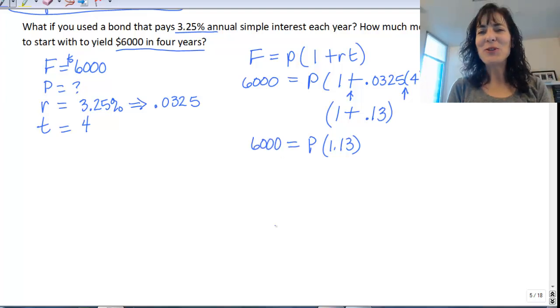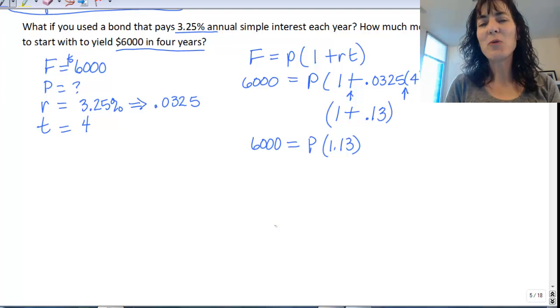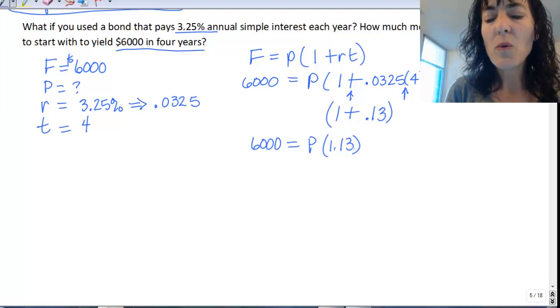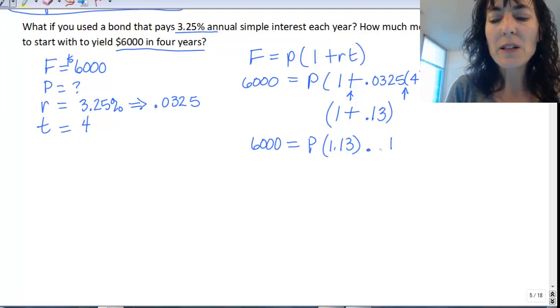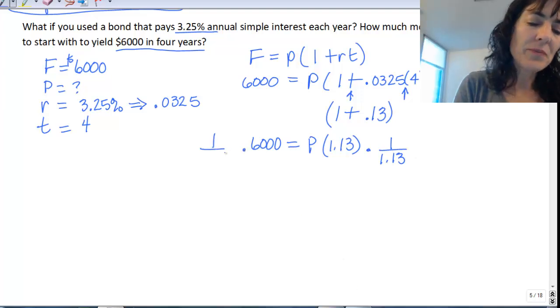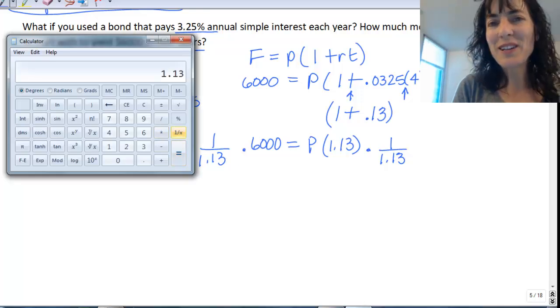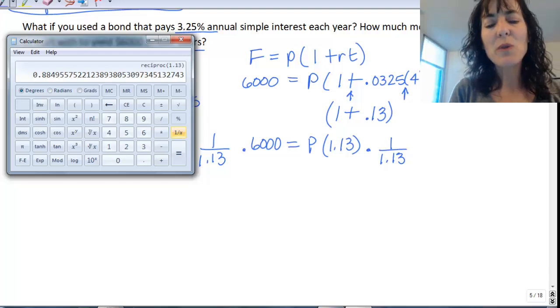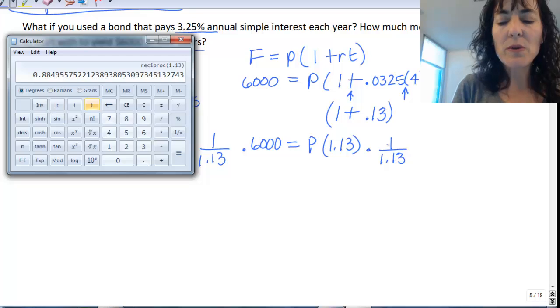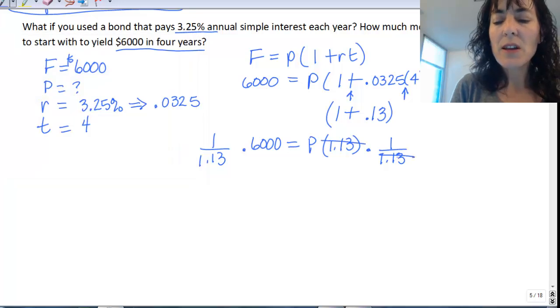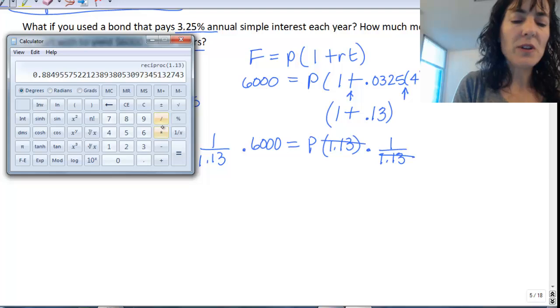Now I'm going to show you with the 1 over x button again. Remember, if you have the x to the -1 button, that would be the same thing. I want to multiply both sides by 1 over 1.13, and to get that I have to use this 1 over x button, so I'm going to push that, and that gives me 1 over 1.13, and now I can multiply that by both sides. On the right, of course, things are canceling, but on the left I do need to multiply by 6,000.